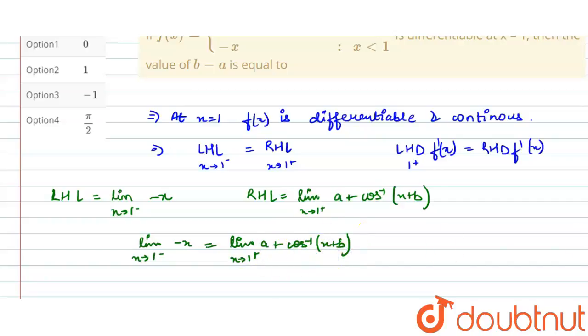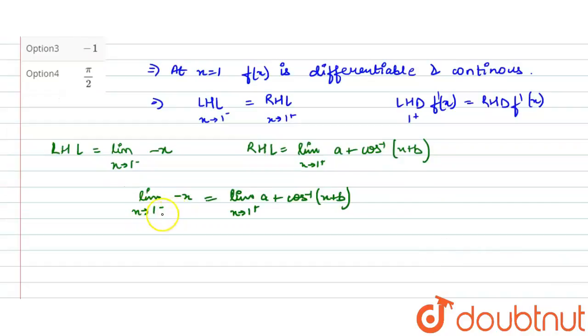Since x is slightly less than 1 on the left, this value will approach minus 1. On the right side, x approaches 1 plus, which is almost equal to 1, so cos inverse of x will be cos inverse of 1, and we can write it as a plus 0 plus b. So we got one equation: minus 1 equals a plus b.